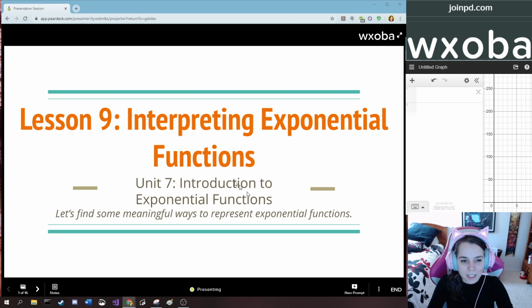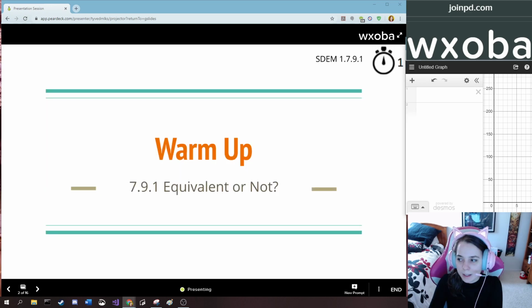So we're going to be interpreting exponential functions. We'll be representing them using equations, tables, and graphs. Okay, so here's our warm-up.